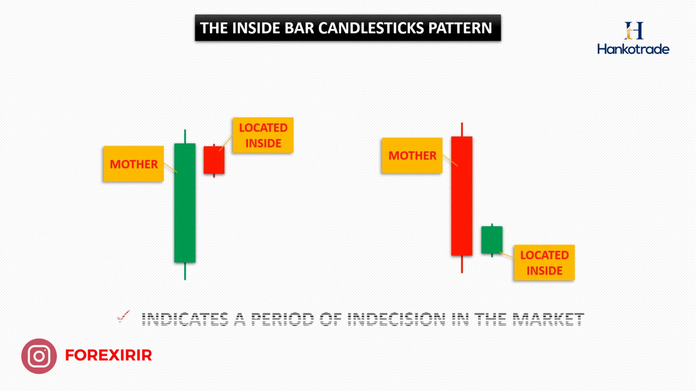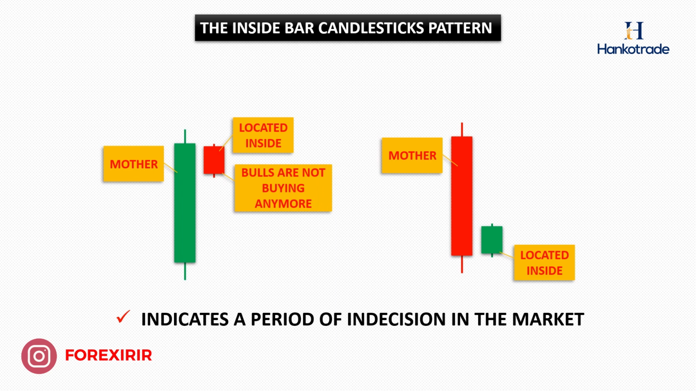An inside bar consists of two candlesticks. The first one is called the mother candle, which is big and large, and the second one is smaller and located inside the mother candle. The inside bar formation indicates a period of indecision in the market. In a bullish trend, it reflects that the bulls are not buying further in the second period, represented by a small red candle on the second day after a strong uptrend. In the case of a bearish trend, it means that sellers are not in control of the market anymore, and a small green candle reflects this after a strong movement.